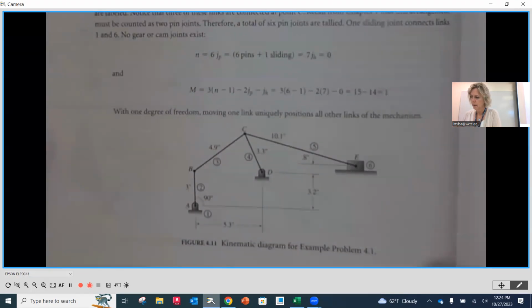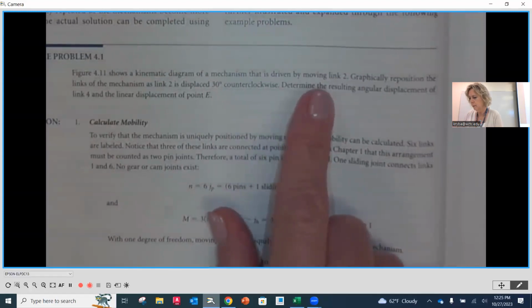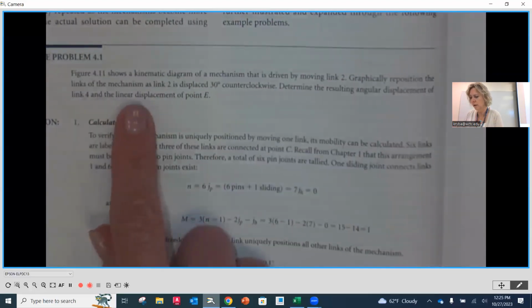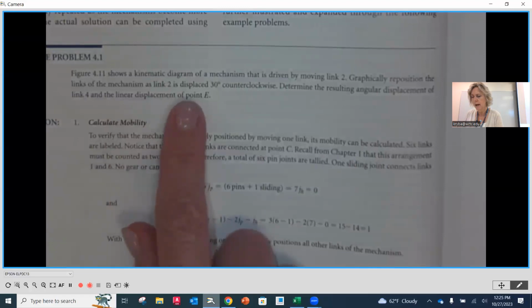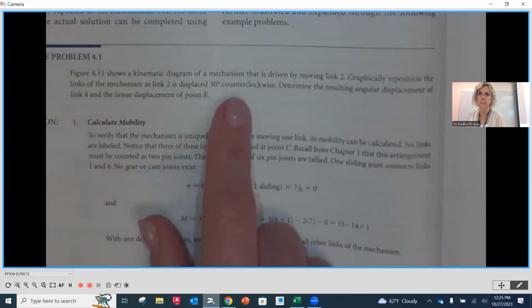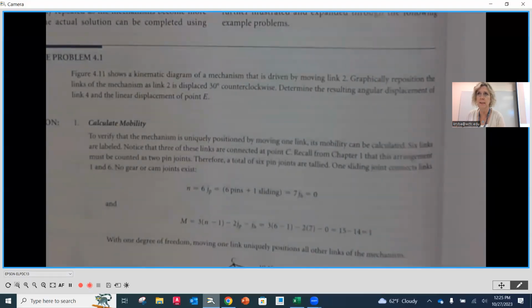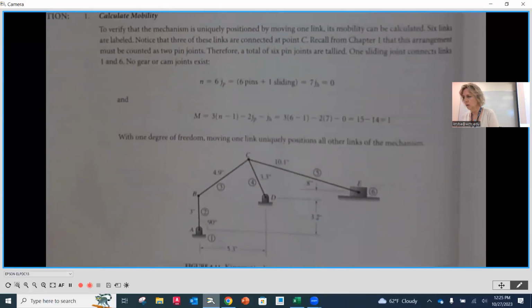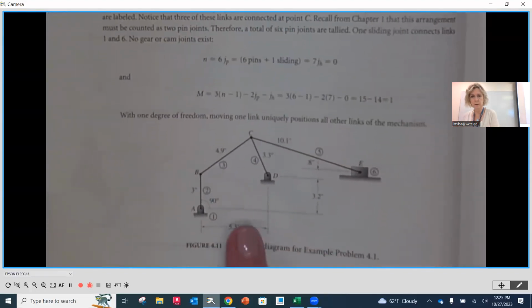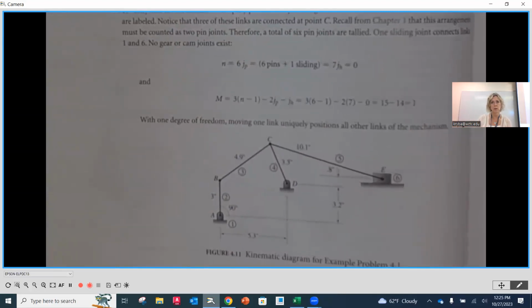And it says that as that mechanism is driven by link number 2, we want to graphically reposition the links of that mechanism as link number 2 displaces from the position that it's in right now, 30 degrees counterclockwise. So we want to determine the resulting angular displacement of link 4 and the linear displacement of point E. So let's look. Down here is the illustration, and they have it in its original position right now.